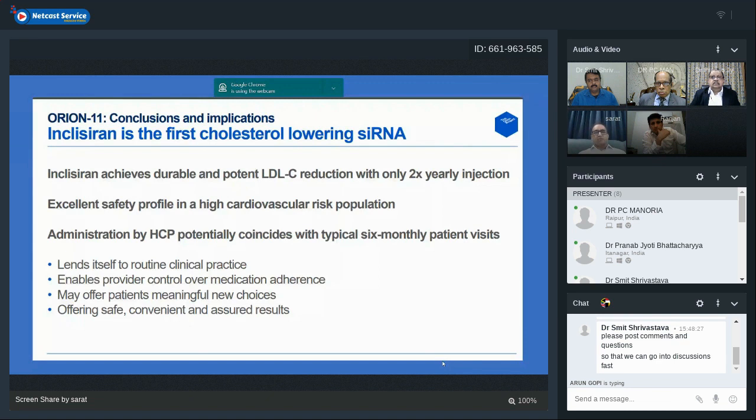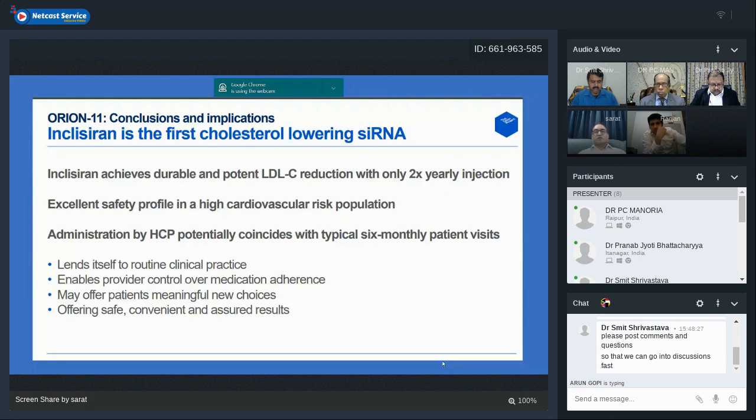It has an excellent safety profile in high cardiovascular risk populations. Administration potentially correlates with the typical six-month patient visits, lends itself to routine clinical practice, enables provider control over medication adherence, and so on and so forth.